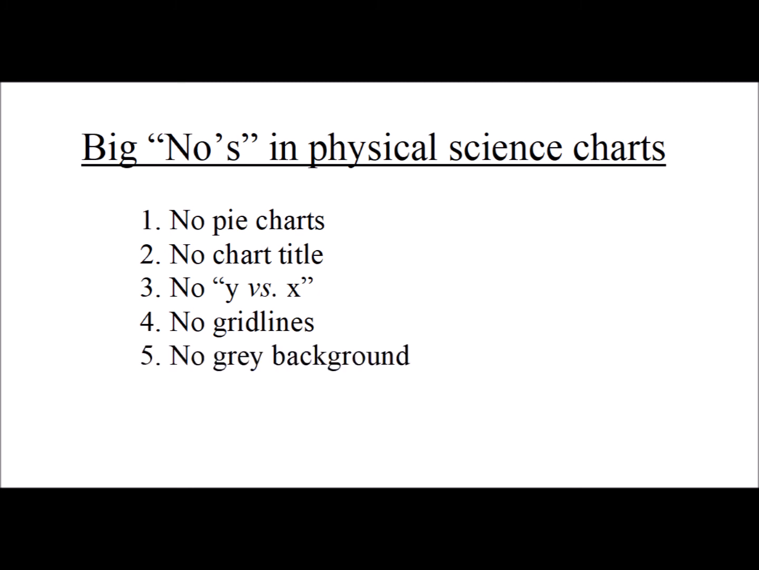In many of the early versions of Excel, when you selected a chart, the chart background would automatically come up gray, which just makes your data very, very difficult to see. In newer versions of Excel, the background by default is white, which is what we generally want it to be.